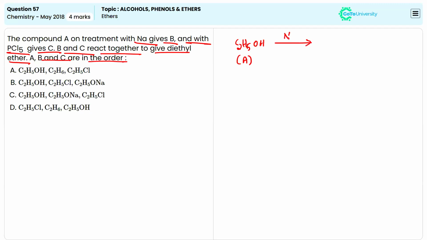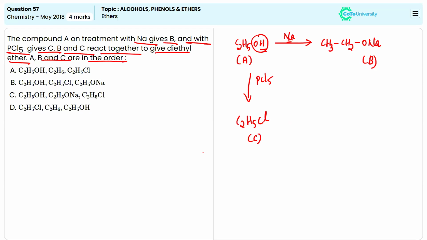Now it is given that A on reaction with sodium produces B. So B will be sodium ethoxide, because when ethanol reacts with sodium metal, it will produce CH3CH2ONa, meaning the hydrogen will be removed by the sodium. So that is B. Now A is also reacting with PCl5 to produce some product C. Since this is an alcohol, when it reacts with PCl5, the hydroxyl group will be replaced by chlorine and will produce C2H5Cl, and that is C.